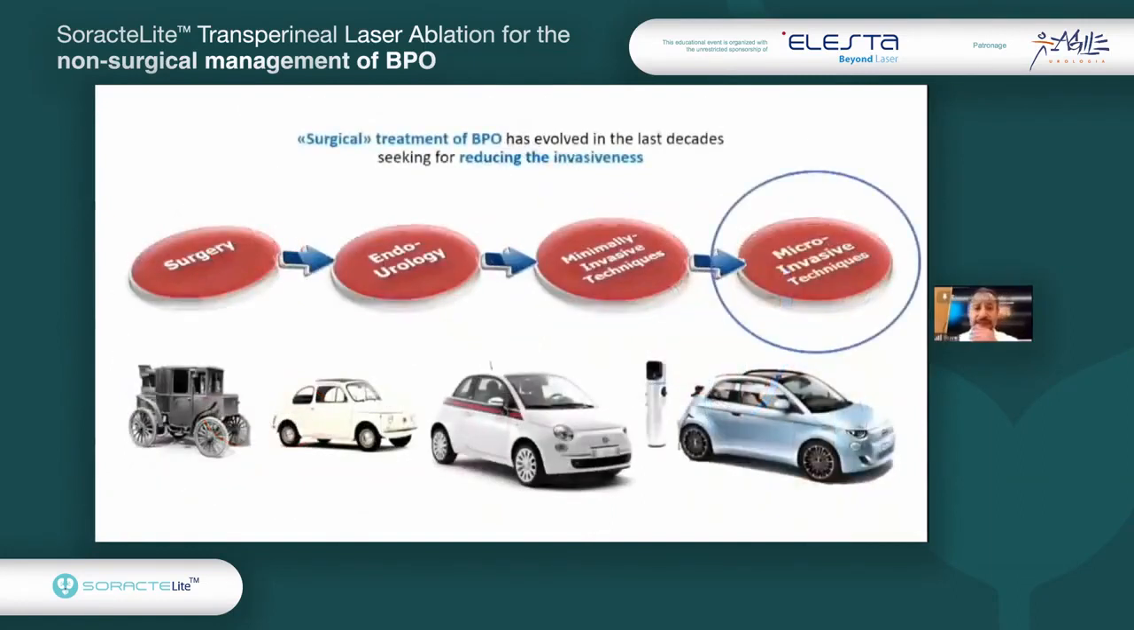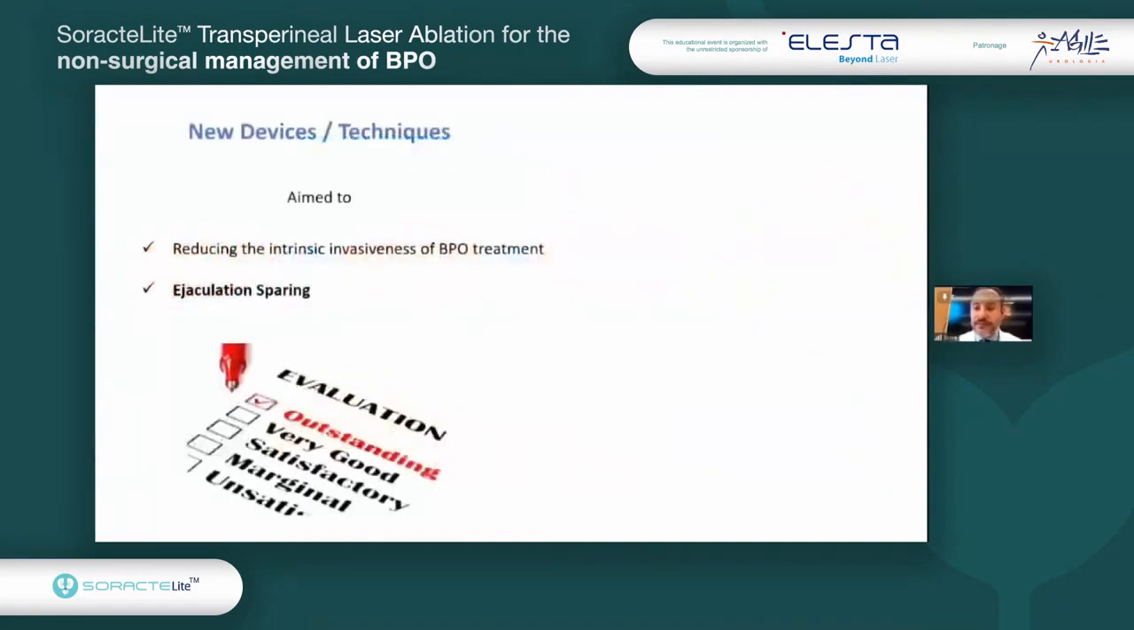And basically, this is the reason why the surgery has evolved from open surgery, which is a very old therapy that we have applied for several years. Open surgery has moved to endourology and then to minimal invasive surgery and then to microinvasive surgery, which is something that we will talk about later during the webinar. So basically, the new devices and techniques are aimed at reducing the intrinsic invasiveness of BPO treatment and also at trying to spare the ejaculation.